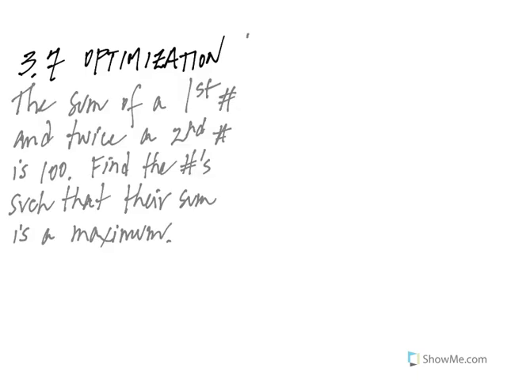All right, a problem will look something like this. The sum of a first number and twice a second number is 100. Find the numbers such that their sum is a maximum. Actually, it's not a sum, it's a product. So let me change that. That's their product is a maximum.